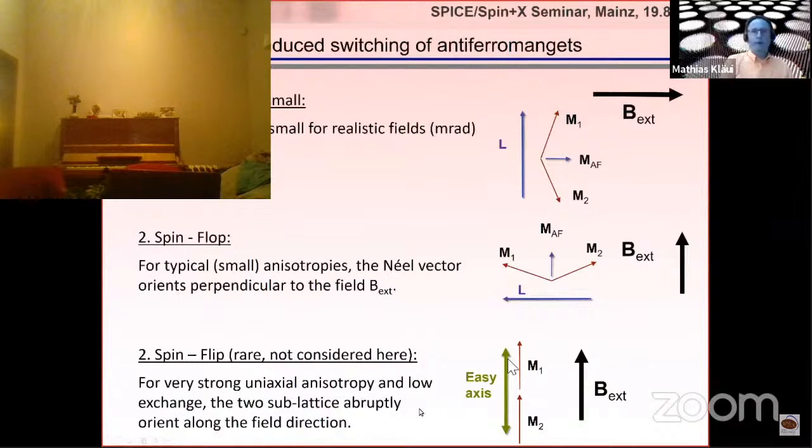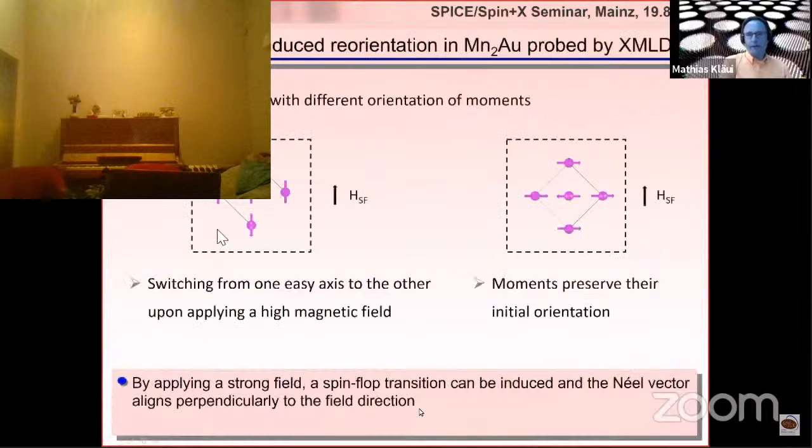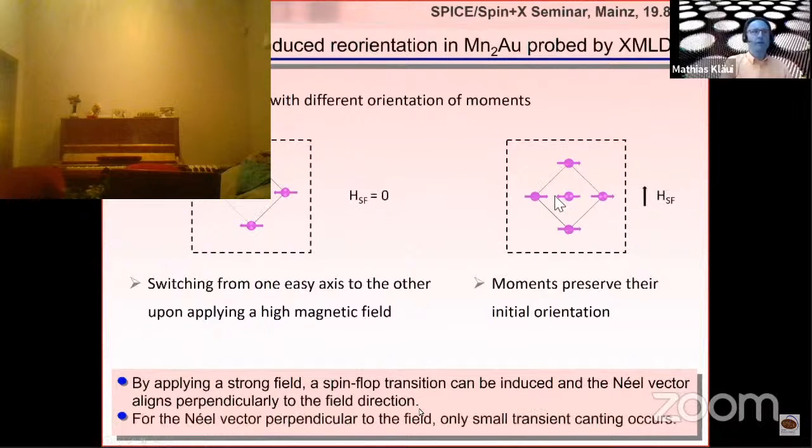Okay, so let's see if the spin flop really works. Here again is the example of our antiferromagnet. If I apply a strong field, then we see that the sublattices orient perpendicular to the field. And if they are already perpendicular to the field, then they just cant a little bit in the applied field. And we measured the X-ray magnetic linear dichroism. So you see here the canting of the sublattices with the applied field.